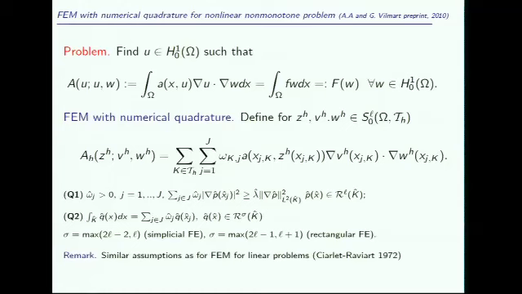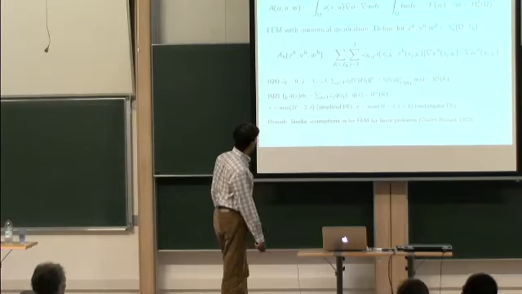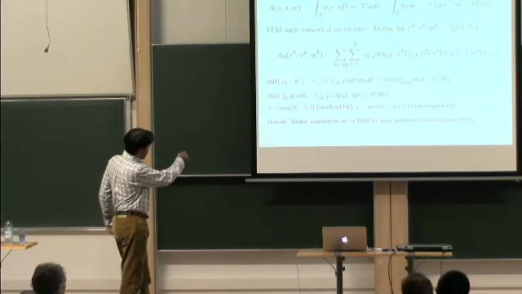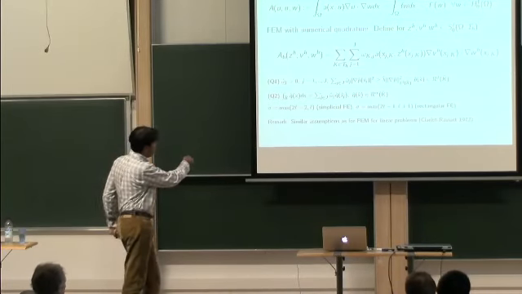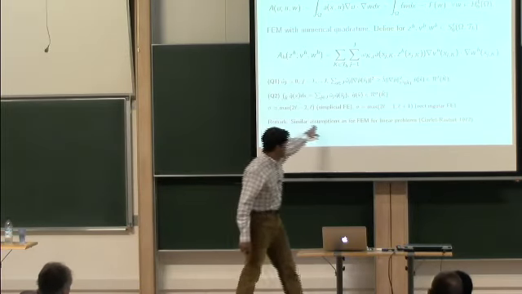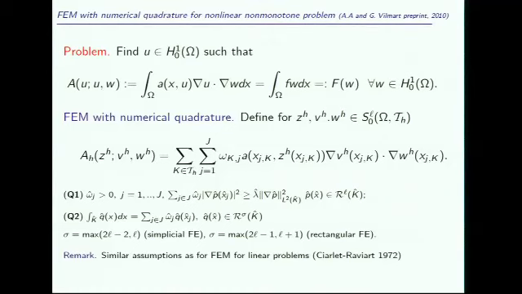Okay, so the problem at hand is here. That's the weak form, FEM with numerical quadrature, as I explained before. Now we have no multi-scale, we just have one scale. I just listed here the assumptions that we make on the quadrature formulas Q1 and Q2. You don't have to read them. I just want to stress that they are similar assumptions to FEM for linear problems, the same assumptions taken by Ciarlet-Raviart.